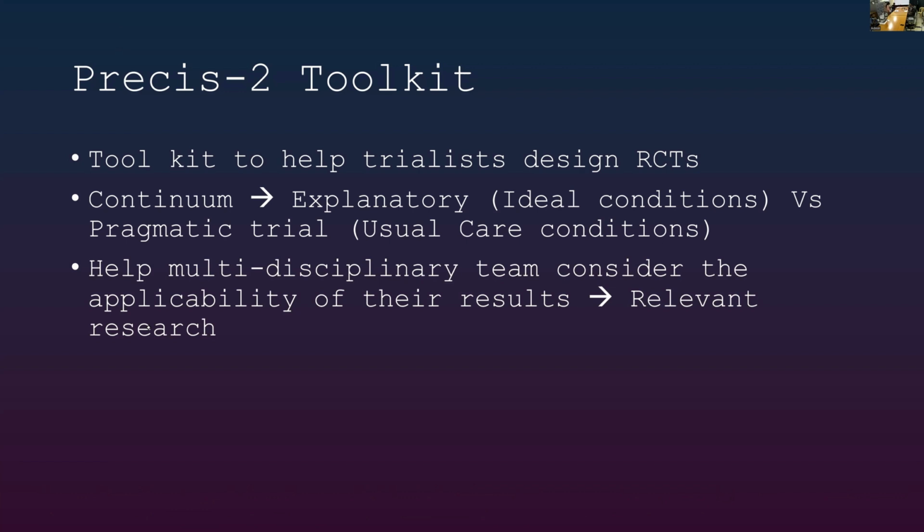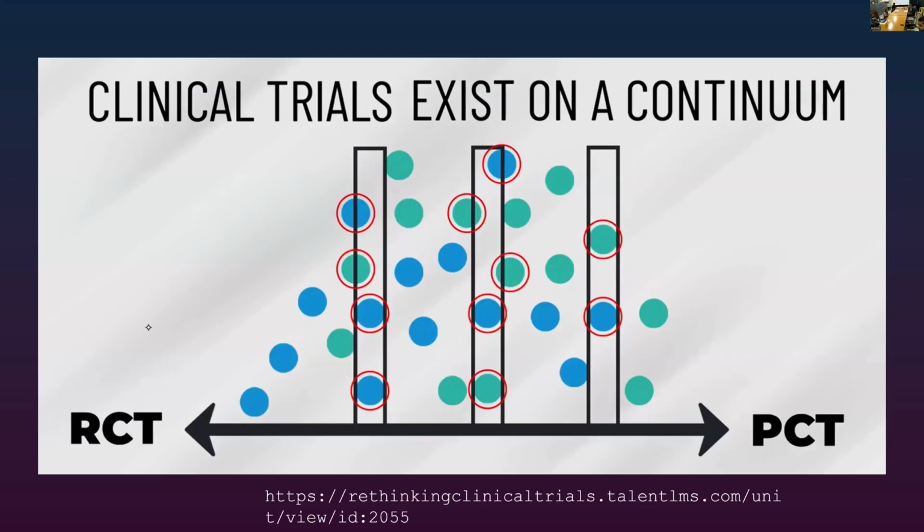And it helps the multidisciplinary team consider the applicability of the research results, create relevant research, and prevent wastage of time. So again, this is a continuum. We have explanatory RCTs on one side and pragmatic trials on the other. There may be features of both in either, so you have to decide which is the ideal thing for you.